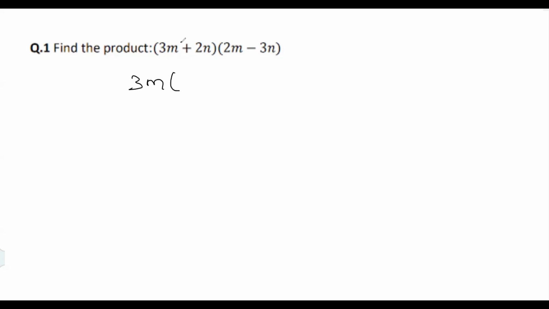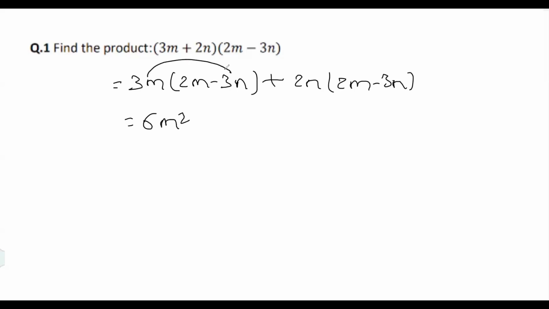So I'll multiply this 3m with the whole of the second binomial, which is 2m minus 3n. Similarly, we'll now multiply 2n by 2m minus 3n. Now check here, if I multiply these two, what will it give? 3 into 2 is 6, m into m is m squared. This multiplied by this gives minus 9mn. These two multiplied give 4, m into n is mn. And this into this is again 6n square.